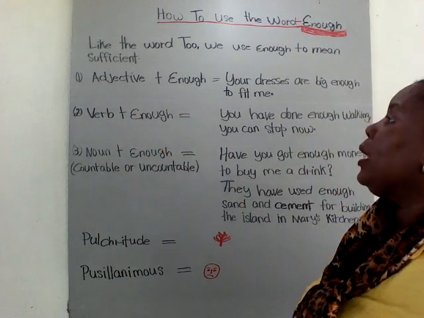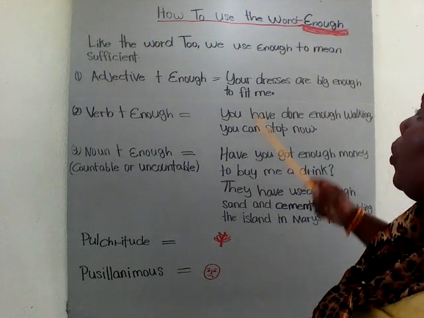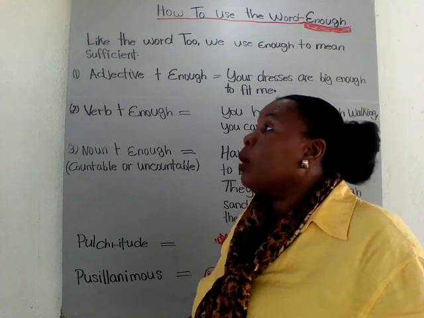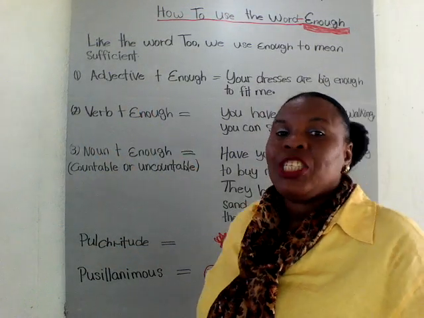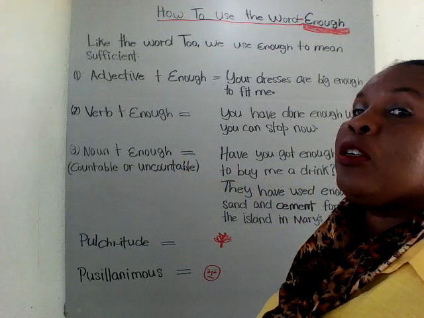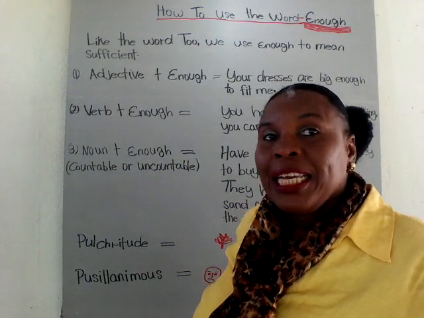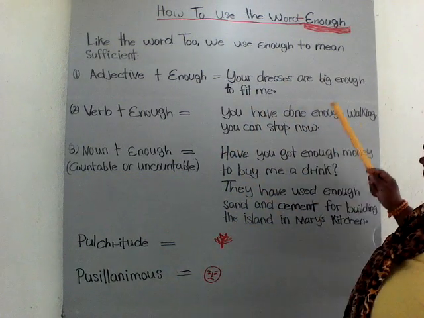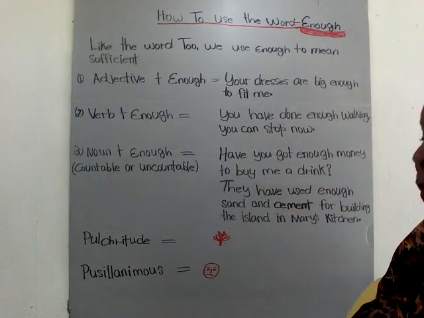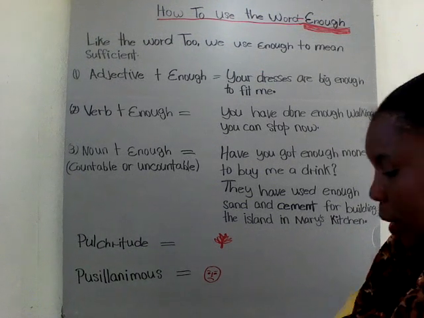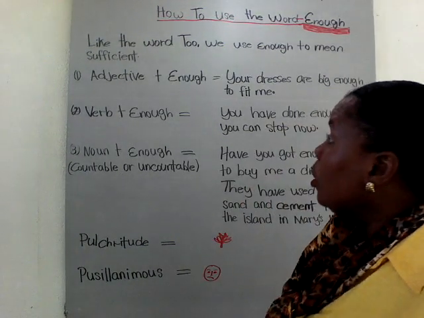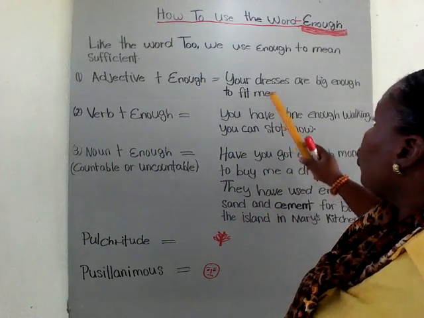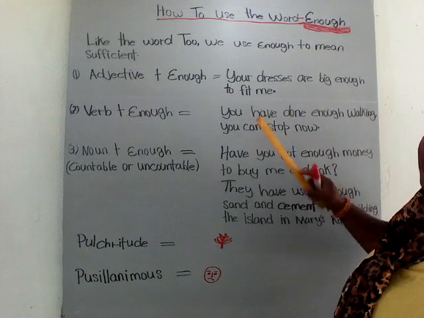So in this way, how can we use the word enough? With different grammatical forms. Example, adjective. Adjective plus the word enough. Your dresses are big enough to fit me. All right? So we have an adjective plus the word enough. Your dresses are big enough to fit me.